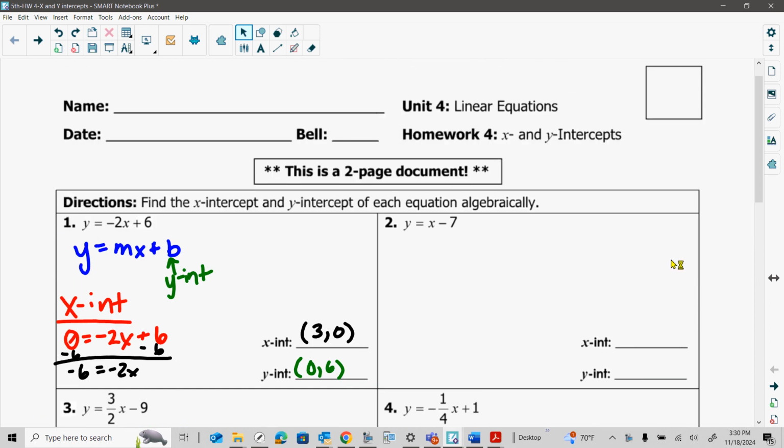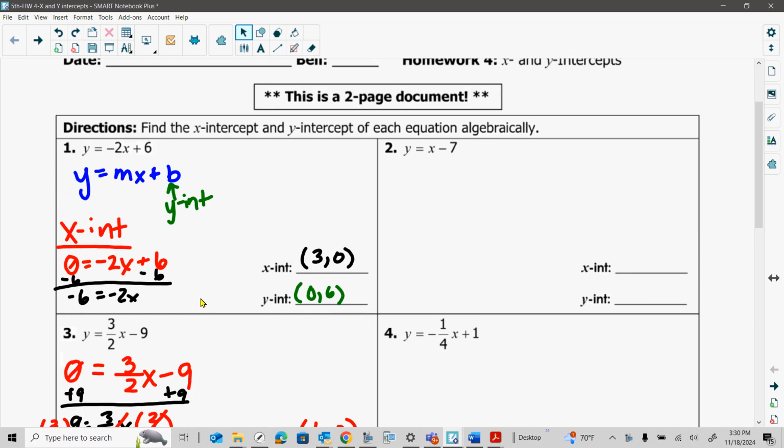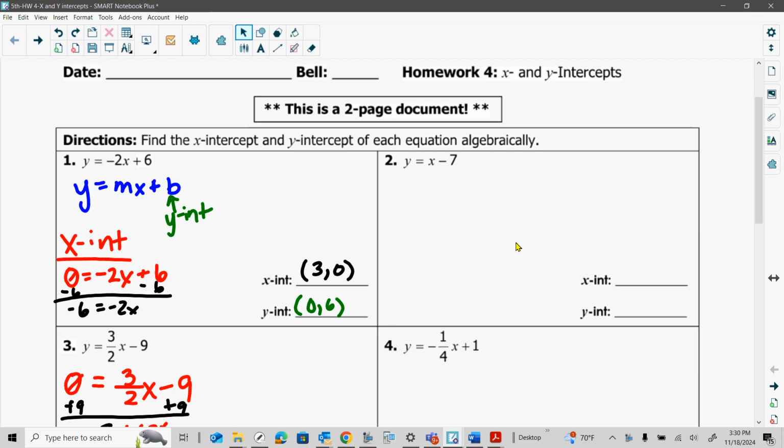Alright guys, this is your homework tonight. We did the odds in class. Just a recap on the first section here, 1 through 4. You can see the y-intercept because it's in slope-intercept form. So that's your b. So the y-intercept is -7. So that would be (0, -7). That is the b, which is the y-intercept.